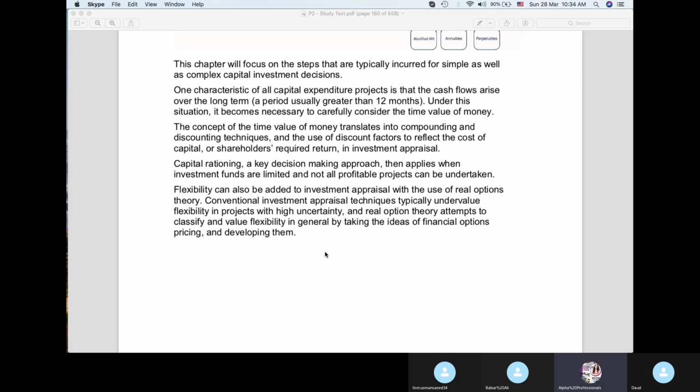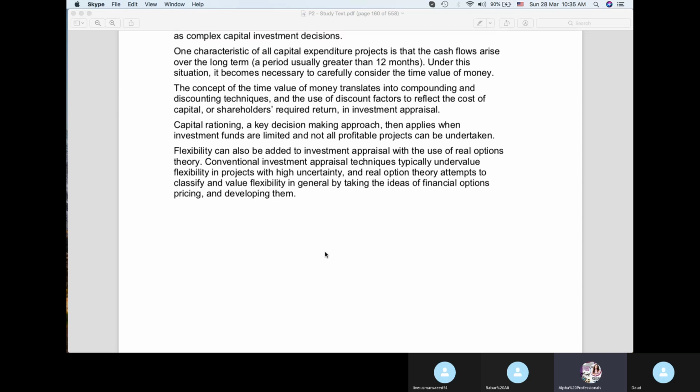Why will you have to discount the cash flows? Because there is a concept in economics: a dollar in hand today is better than a dollar tomorrow. And why is it better than tomorrow? Because of the inflation factor, because of the risk factor. The money that you have in your hand today, you are more sure about compared to the money which you might get tomorrow. So the concept of the time value of money translates into compounding and discounting techniques.